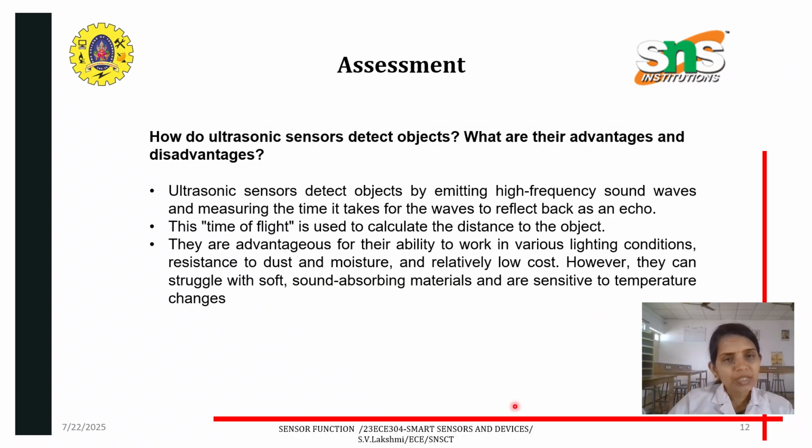Today's assessment: how do ultrasonic sensors detect objects and what are their advantages and disadvantages? Ultrasonic sensors detect objects by emitting high frequency sound waves. The wave hits the target, and the sensor measures the time taken for the wave to reflect back as an echo. That time of flight is used to calculate the distance of the object. Advantages include the ability to work in various lighting conditions, resistance to dust and moisture, and low cost.